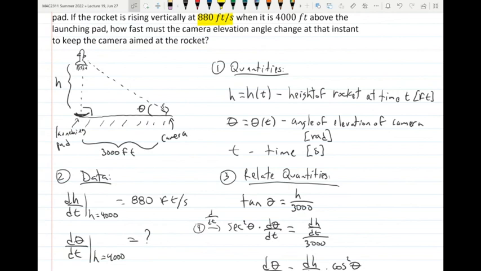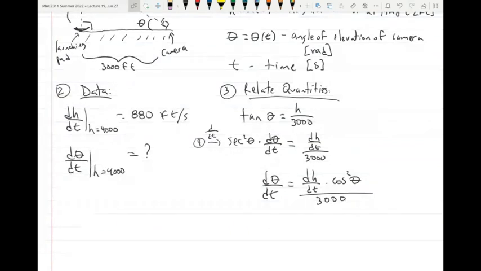The alternative would have been to use inverse tangent, and then if you use inverse tangent, you take the derivative of inverse tangent, that would only have h and dh dt. Okay? Because the information of the cosine or the secant would already be implicit in there. Okay? It's up to you how you want to do it. I kind of prefer this, but that's my personal preference. Anyways, I'm going to go ahead now and plug in my data. I already know the dh dt, that's 880, so we have a number for this, but I want to figure out a number for cosine, so let's do it.